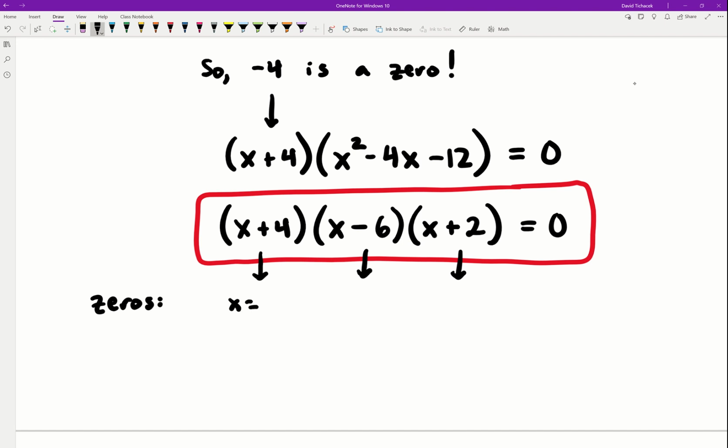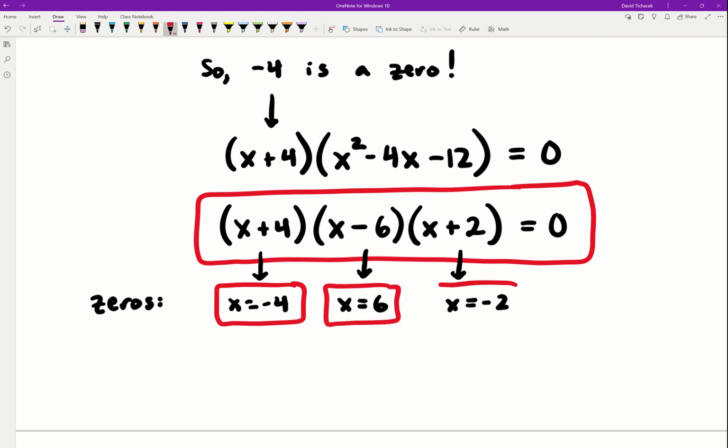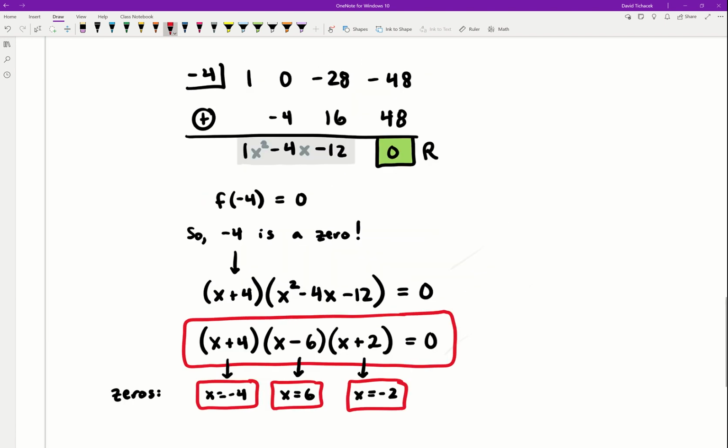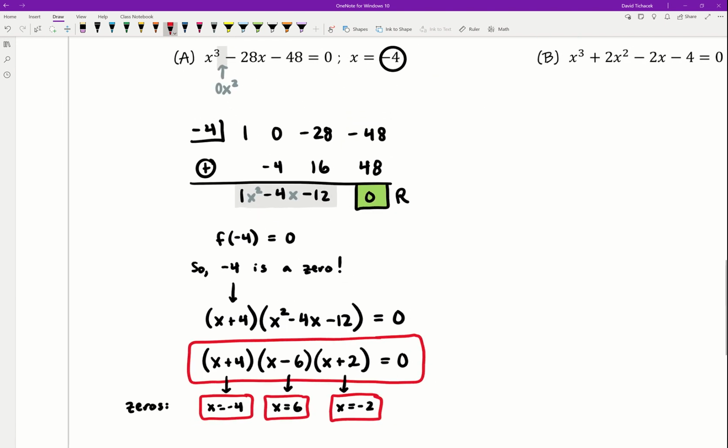So I would have the x is equal to -4 that we had from before, but then also here I'd have x is equal to 6 and x is equal to -2, and these would be the three zeros of this polynomial. Okay, and that's actually pretty cool. So we are adding some new strategies to your toolbox for being able to find zeros of polynomials. Synthetic division is a very, very handy tool for being able to do just that. Okay.